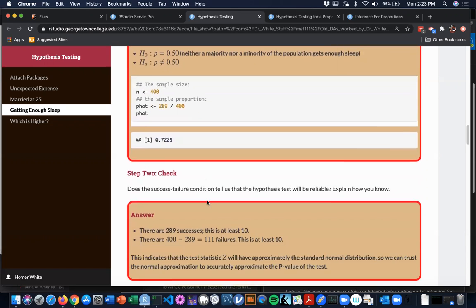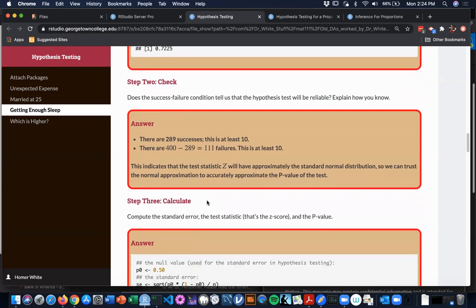So let's see. Next up is the check step. You're going to be using the sample proportion, which you're assuming is approximately the normal distribution. And out of that, you're going to construct this test statistic Z, the Z-score. And that you're assuming has approximately the standard normal distribution.